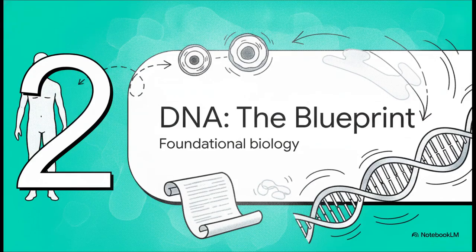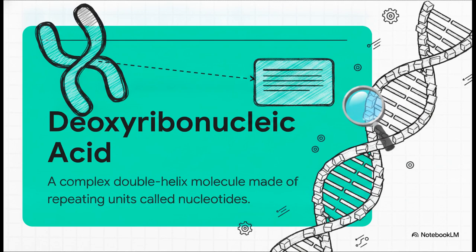Moving right along to Section 2, DNA, the blueprint. Time for some foundational biology. Let's zoom right in and magnify our view. At the structural level, we have DNA, or deoxyribonucleic acid. This is a complex double helix molecule made of repeating units called nucleotides. I want you to really visualize that classic twisted ladder structure. It acts as the exact physical foundation of our biological blueprint.